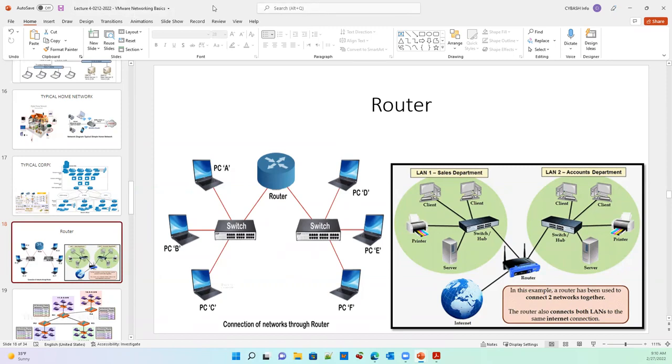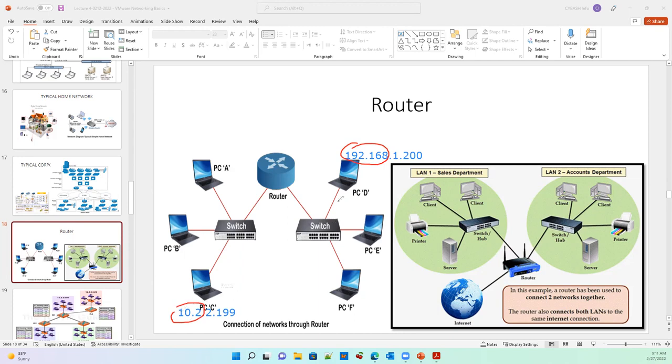Let's say this guy's IP address is 192.168.1.200. And then this PC's IP address is 10.2.2.199. Okay. So if you look at it, it's a very different network. Two different networks. This is the 192 network. This guy is a 10.2 network.